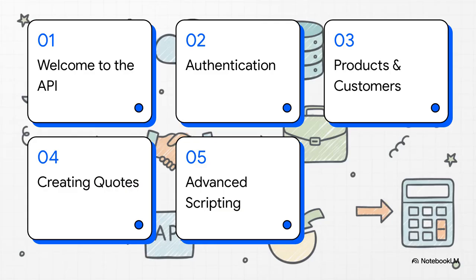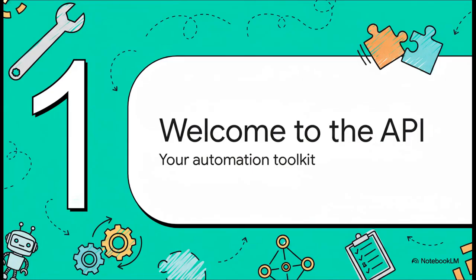So here's our map for today's journey. We're going to start with a quick welcome to the API just to get our bearings. Then we'll get our keys by tackling authentication. From there, we'll dive into managing products and customers. After that, it's the main event, creating quotes programmatically. And we'll wrap things up by looking at some seriously powerful advanced scripting and automation. Let's do it. First things first, let's get oriented.